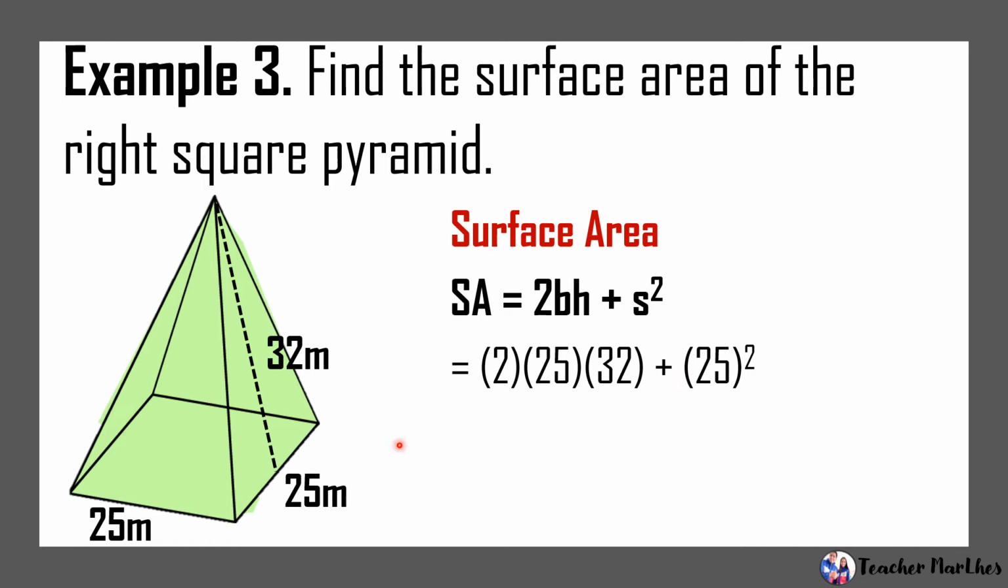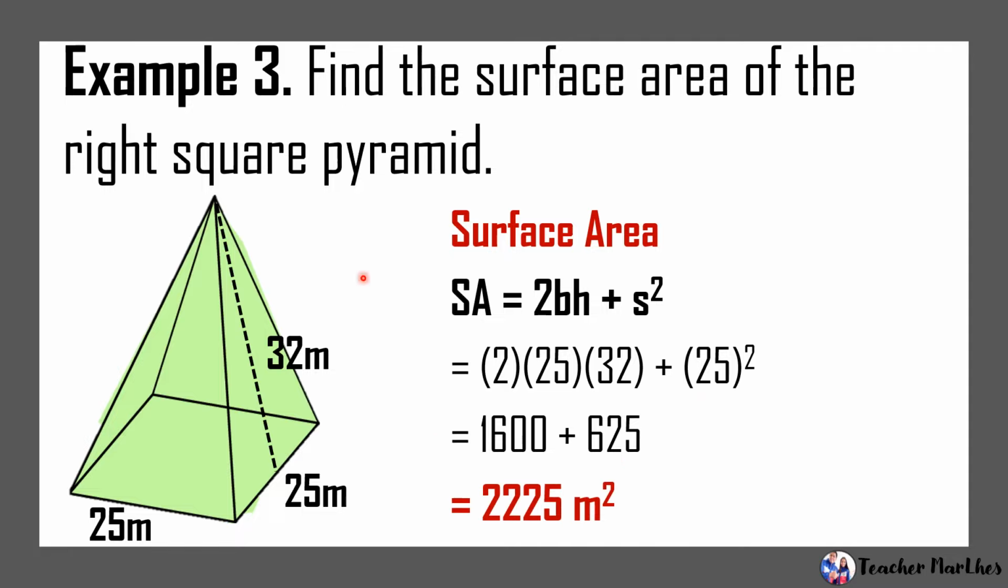So, ang side ng square ay 25, so 25 raised to 2. Then, 2 times 25 times 32 is equal to 1,600 plus 25 times 25 is equal to 625. So, the surface area of the right square pyramid is 2,225 square meters.